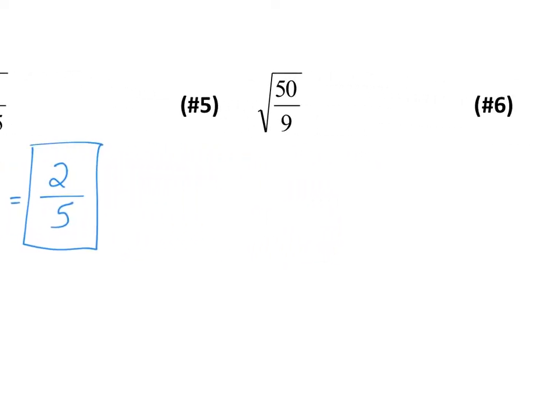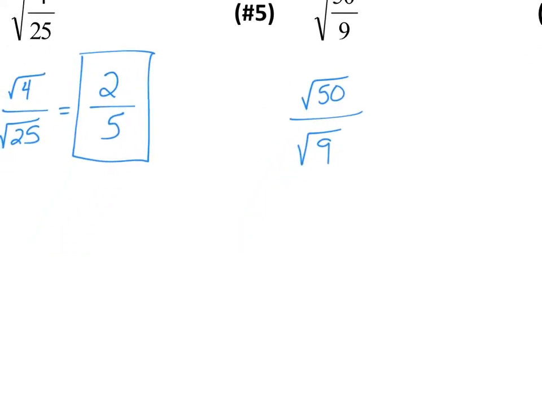Moving on to number 5. Again, we have a fraction, so let's break it apart into 2 different radicals. Square root of 50 on top, and the bottom is the square root of 9. Okay. The square root of 50. Can we break that apart into perfects and non-perfects? 50 can be divided by 25. So the perfect would be 25. 25 times 2 is 50. So I'm going to break apart 50 into 25 and 2. The square root of 25 times the square root of 2.